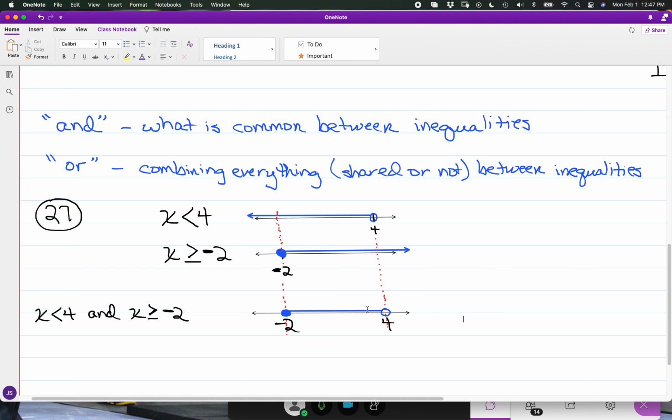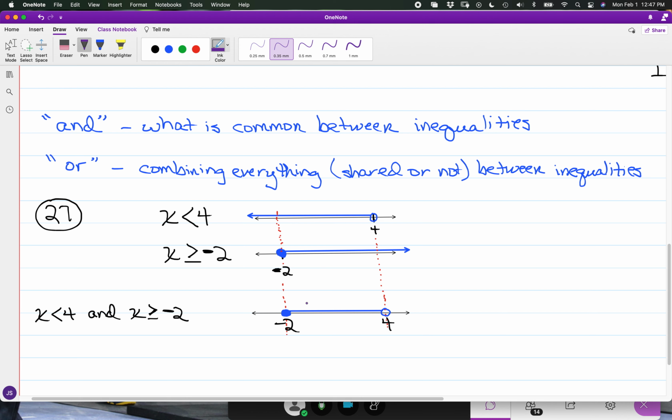And guess what? We're going to have the formation of a line segment. The way of looking at this is just kind of putting it as a compound inequality. So you have negative 2 is going to be less than or equal to x, which in turn is going to be less than 4.